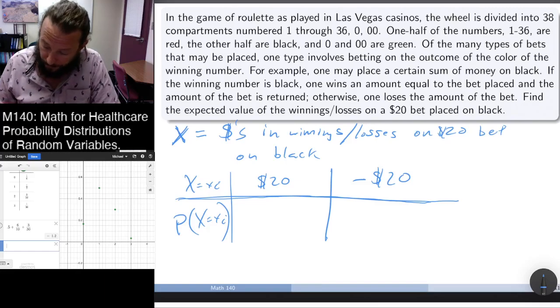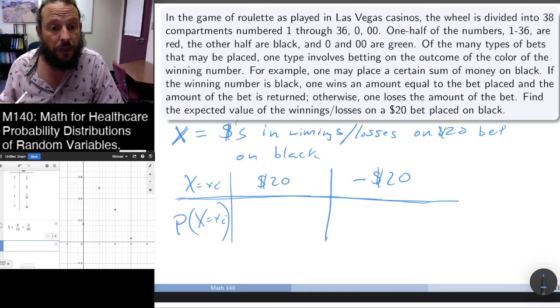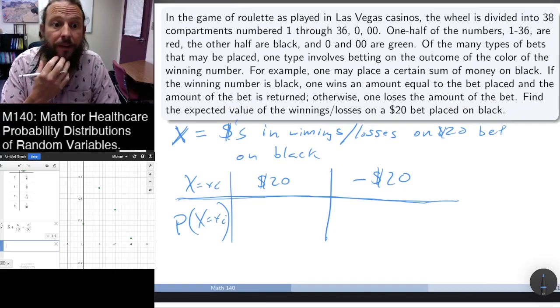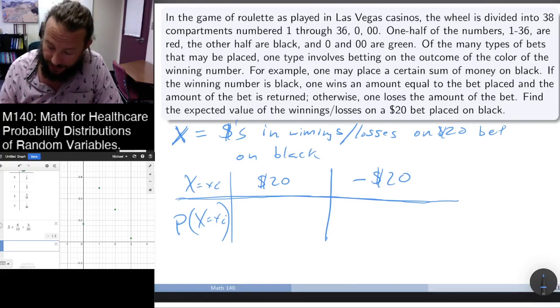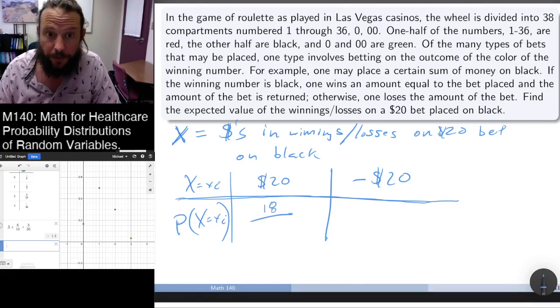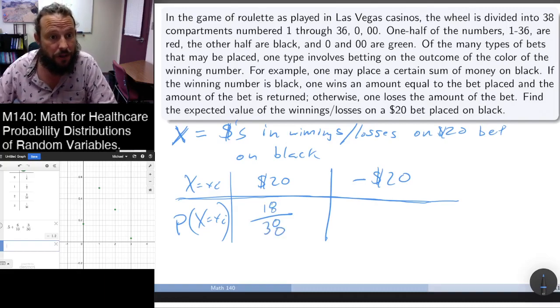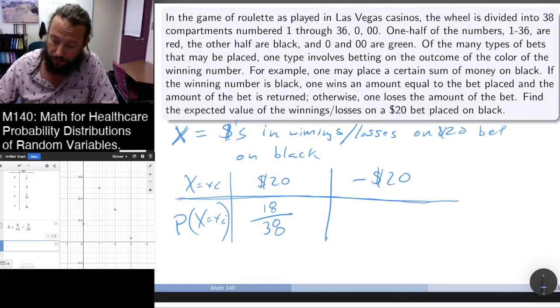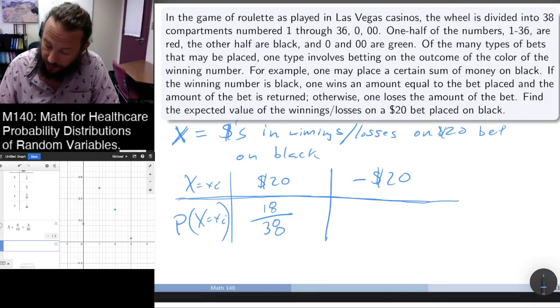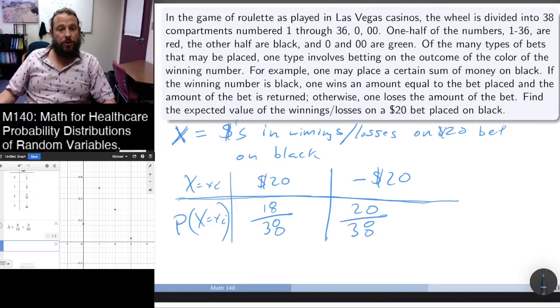So here, now we need the probability that I win $20, which is really the probability it comes up black. How many do we have? We have 18 black, and how many total possibilities? 38, right? Because then we get the 0 and 00. 1 through 36 are black and red, and so that leaves 20 out of 38 as the probability of losing $20, or the probability that it's not black. All right?